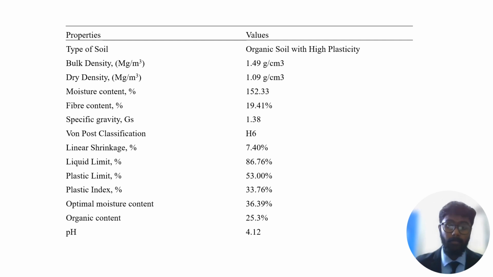From the results obtained from the laboratory test, it is stated that the soil is not peat soil and it's organic soil with high plasticity and a moisture content of 152.33%. It is classified as not peat soil because the organic content is 25.3%, and we need 75% and above to consider it as peat soil.